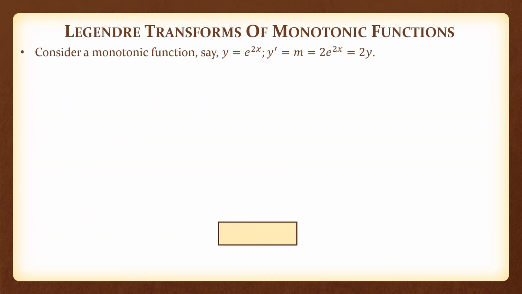Consider a monotonic function, say y is equal to e power 2x. Exponential function is a monotonic function, it's a one-to-one mapping. So what is the slope? Slope y dash, m, is 2 e power 2x, which is simply 2y.